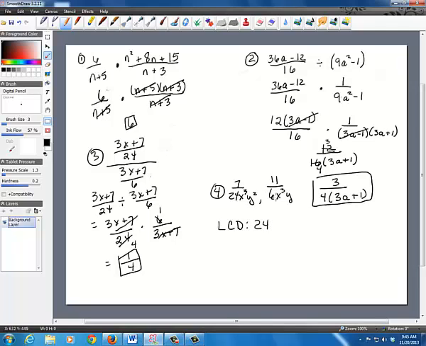I have an x cubed and an x cubed, so I'll put x cubed. And here I have y squared and y, so I take the largest, y squared. So my lowest common denominator is 24x cubed y squared.